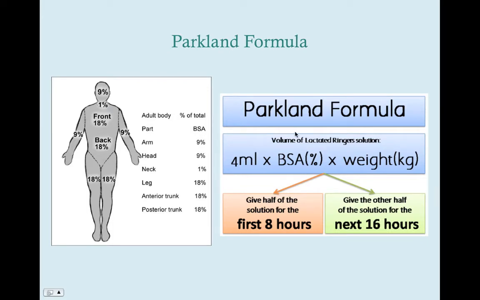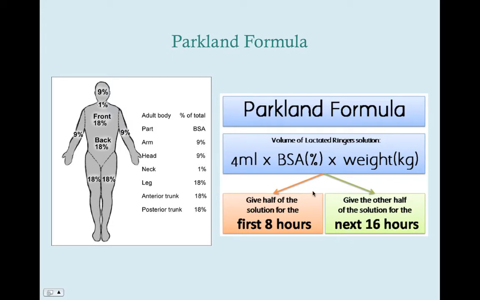Okay. And then how do we determine the amount of fluids? Well, we take 4 milliliters, multiply that by their burned surface area, and multiply that by their weight in kilograms. And we get a number, and then we take half of it and administer that over the first 8 hours, and then the other half we administer over the next 16 hours.